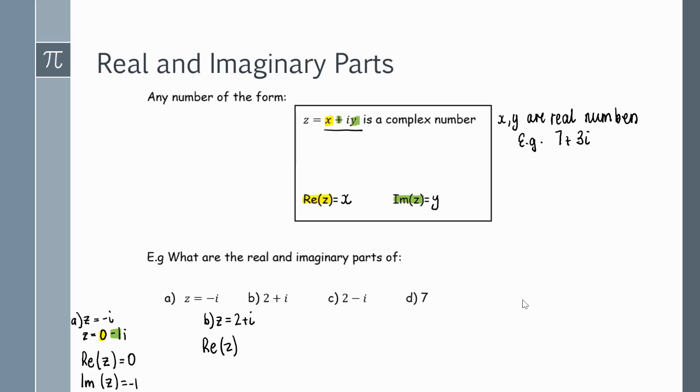So for B, 2 plus i, the real part is just going to be that constant 2. And the imaginary part is going to be my coefficient of the i, which is really just a positive 1. You can always put the 1 in if that helps you. For C, this is nice. It's already in the form that I like. 2 minus i. So the real part, again, just the constant, which would be 2. And the imaginary part, again, is the coefficient, similar to before, except this time I have negative 1.